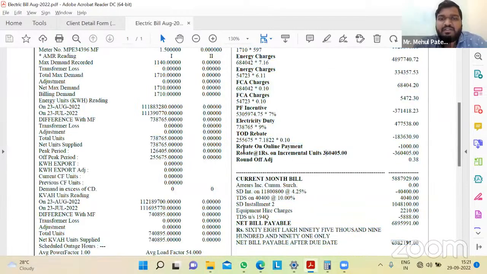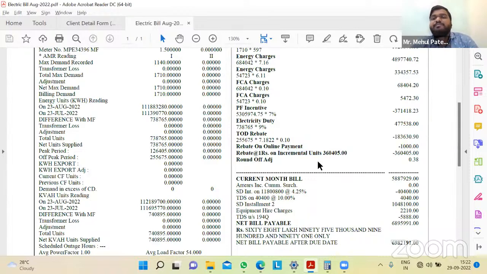So rebate on online payment. Like the government has been promoting digital payments and digitization. So if payment is done online, you get some rebate. 1,000 rupees is the policy that they have made, where you get a rebate of 1,000 rupees if you do the payment online. Fine. Rebate at 1 rupee on incremental units.